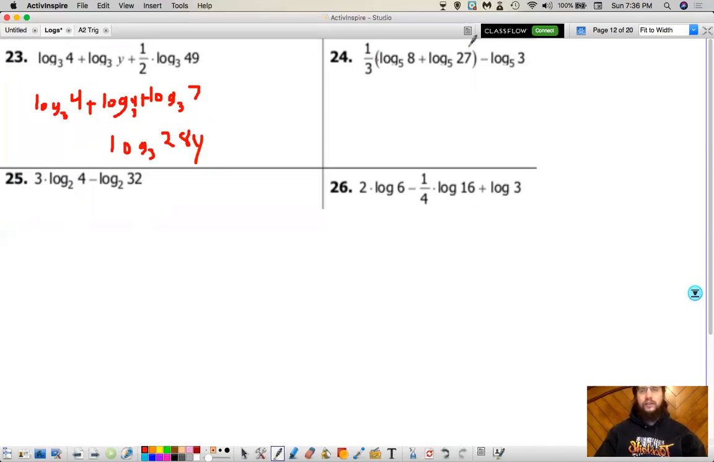This is in parentheses right here. That means the 1/3 goes to both of these guys. So that's going to be the cube root of 8 and the cube root of 27, both of which we should know. That's going to be log base 5 of 8, which cube root of 8 is 2, plus log base 5 cube root of 27, which is 3, minus log base 5 of 3. Two ways to look at this. I can say it's 2 times 3 divided by 3. Or I can just say, oh, hey, look, these guys cancel. Log base 5 of 2 it is.